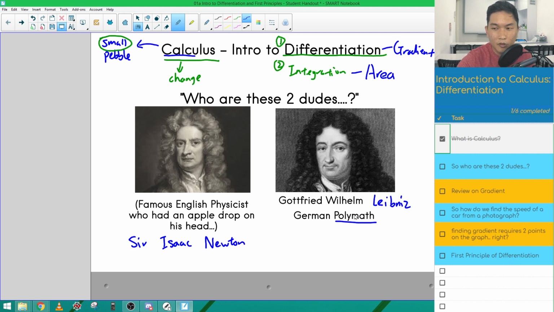So why do we have to know about these two guys? Well, for fun. I think knowing the background makes calculus a bit more interesting, differentiation a bit more interesting.